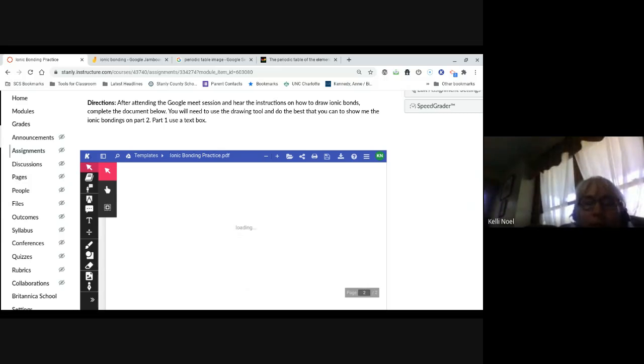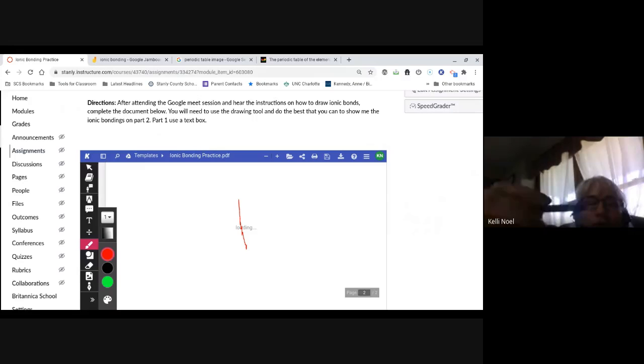Then this last part, part three, is where you'll need to use the drawing tool, which is right here. And you will need to draw your best, like I just did in the lesson. You're doing the electron dot diagram.